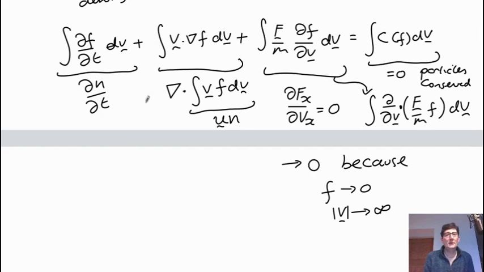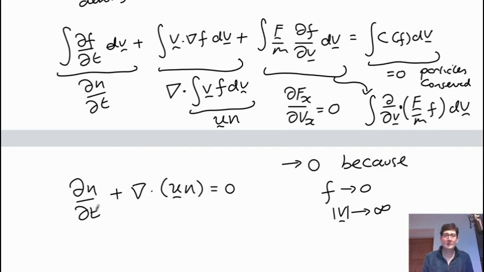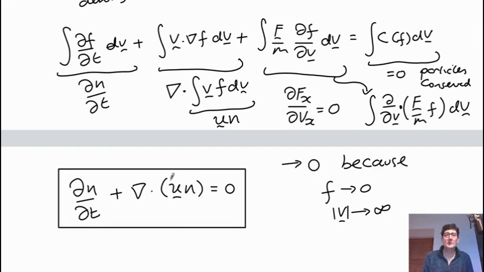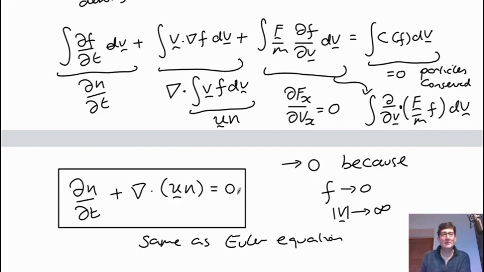Okay, so then all the non-zero terms are dn by dt, then we have a divergence of the flux, u times n, equal to 0. That's exactly the same as the Euler equation, the only difference being that I wrote that in mass. So if you multiply this through by a mass, this will become a mass density and a mass density, and then it'd be exactly the same.